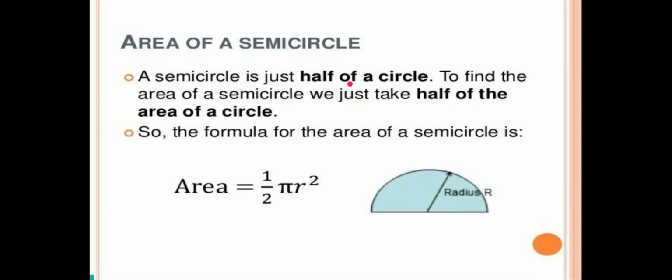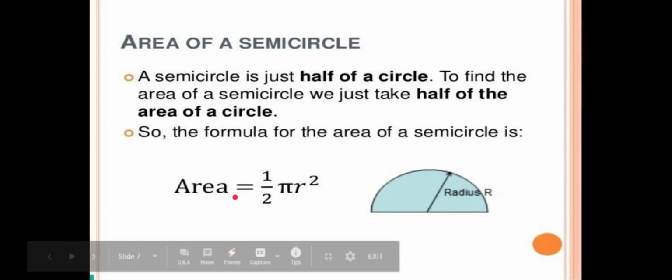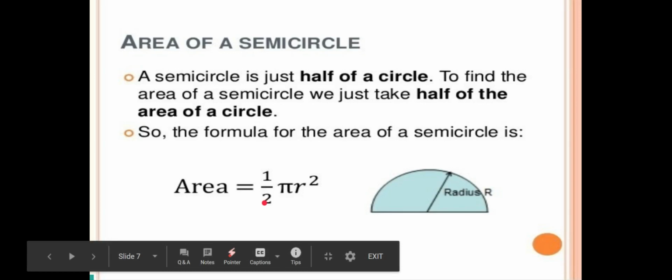Area of a semicircle. A semicircle is really just a half circle, all right? Now, we have a formula for that. It's half, because it's a half circle, so it's half times pi times r squared. So area of a circle, as you already know, is pi r squared. So area of a semicircle is half times pi times r squared.